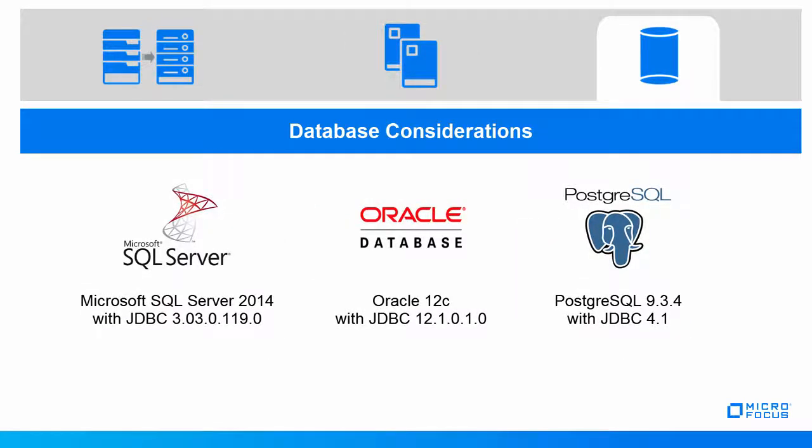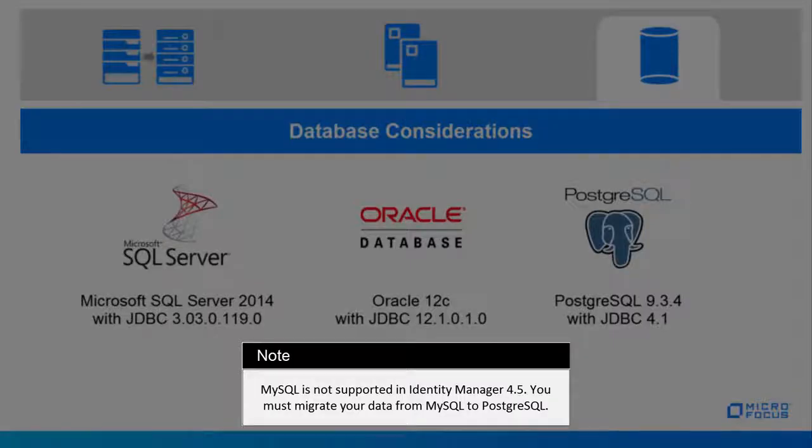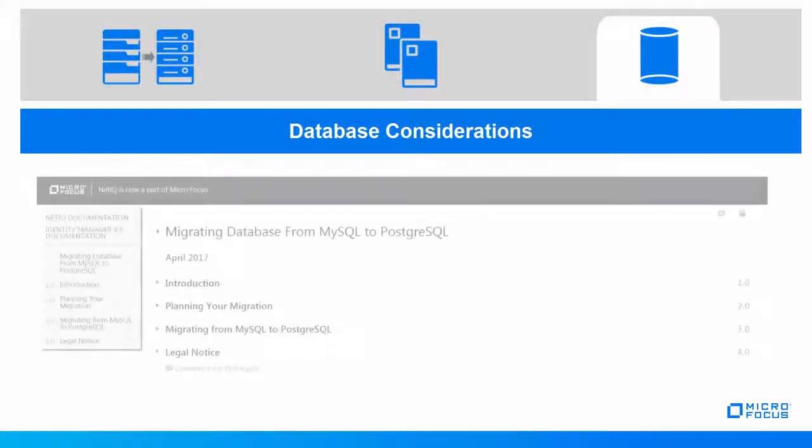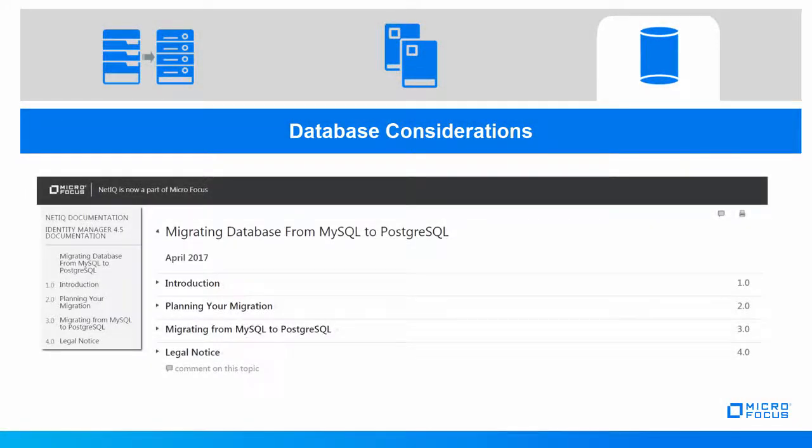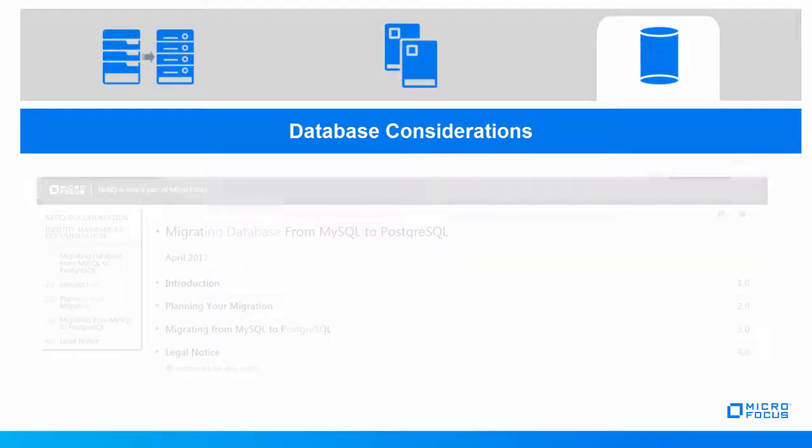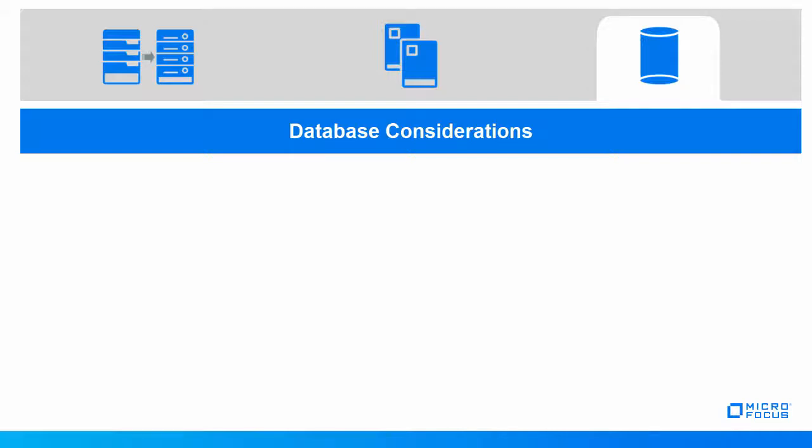Database considerations. You must update the database to a supported version. This is a mandatory step to be able to install user application 4.5. If you are currently using MySQL, you must migrate your data to PostgreSQL because MySQL is not supported in 4.5. Identity Manager provides a utility to perform this migration. This information is available at Identity Manager 4.5 documentation website. For more information on supported database, supported versions, see the setup guide.